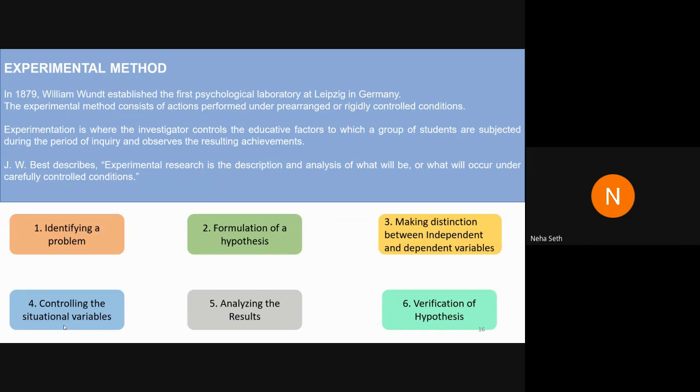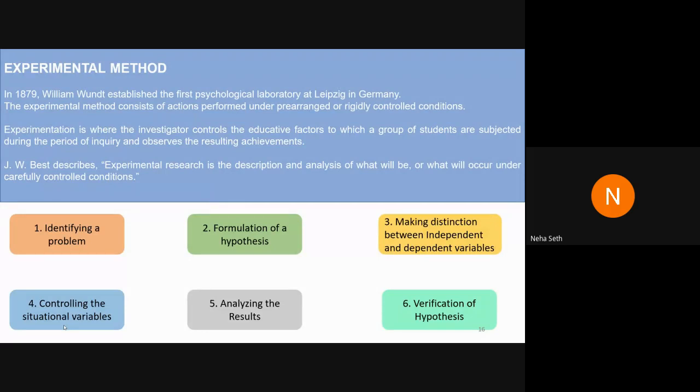According to J.W. Best, experimental research is the description and analysis of what will be or what will occur under carefully controlled conditions. Even the group of students who are called are aware that they are undergoing some kind of experiment. We need to follow these steps when we are doing an experiment, and this is something we do in our own research as well.